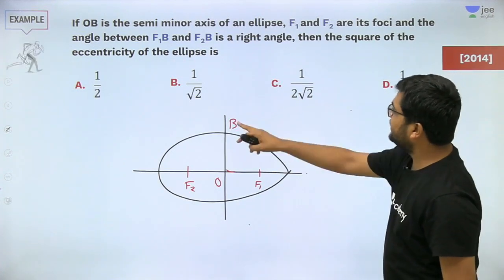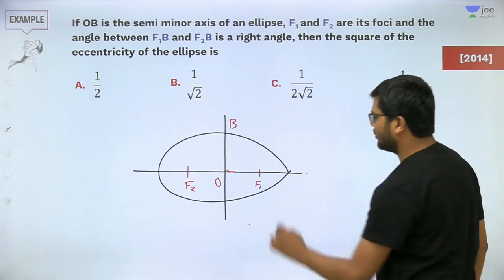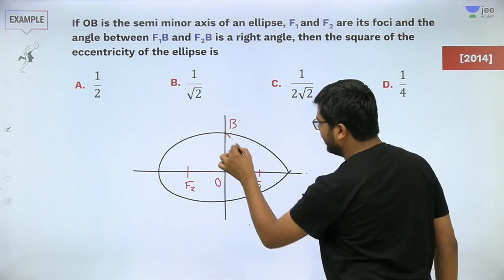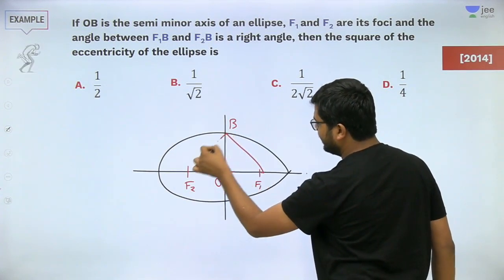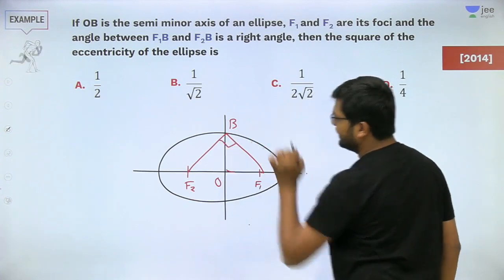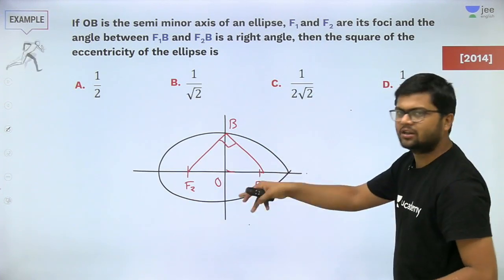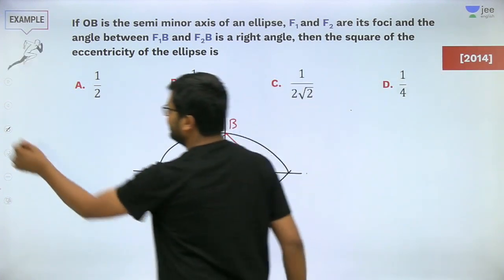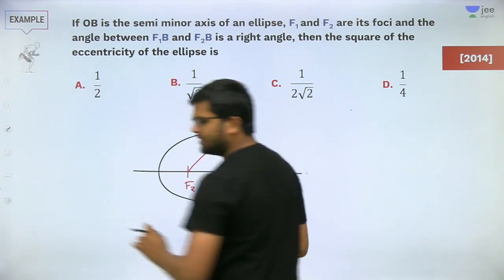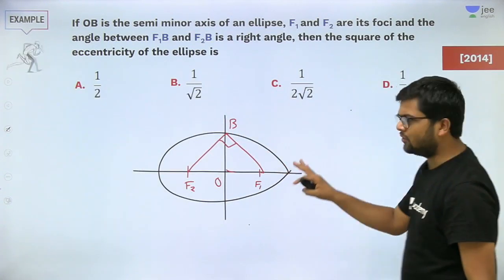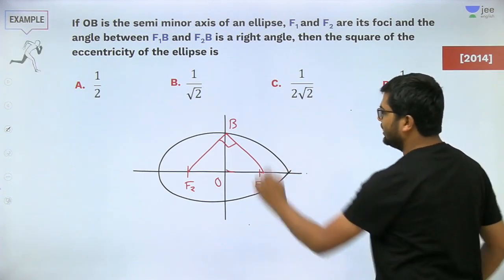Now F1B and F2B form a right angle. So this line F1B and this line F2B form a right angle. That is given in the question. Now you need to calculate the eccentricity of the ellipse. So that is the geometry. As I said, first of all you should understand the geometry.